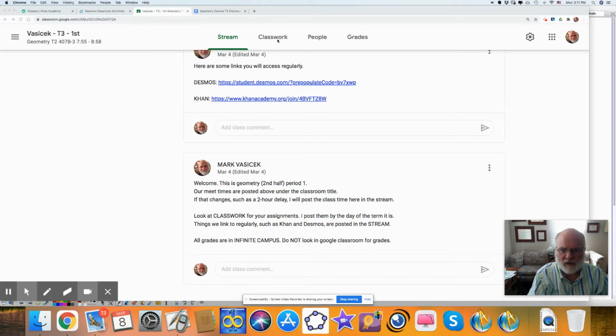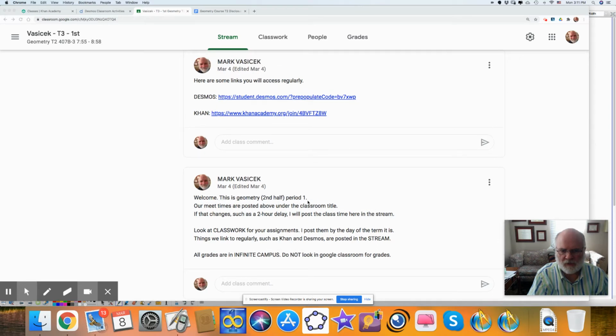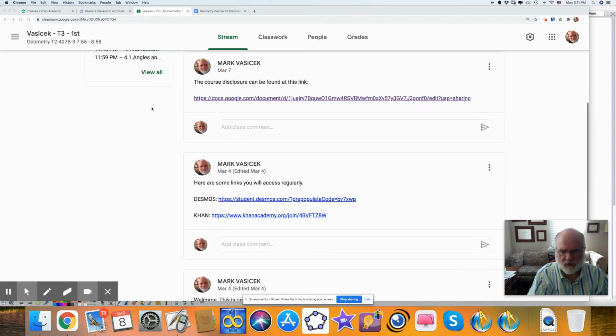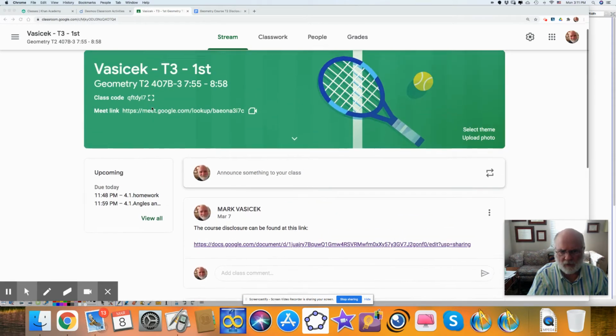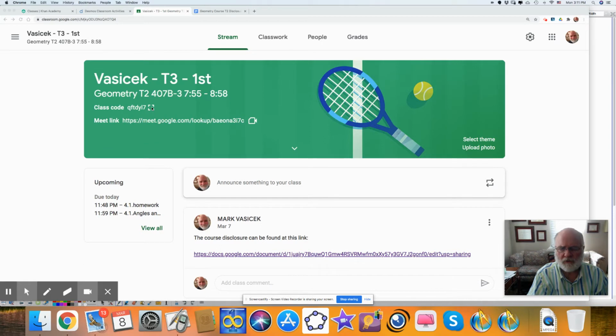You're going to look under Classwork to find the assignments, but some things we access relatively straightforwardly, so those links are found here, like Desmos and Khan Academy. Also, don't look to the Google Classroom for any grades. If there are any in here, that's a mistake. I don't post any grades in here. All of the grades are posted under Infinite Campus.